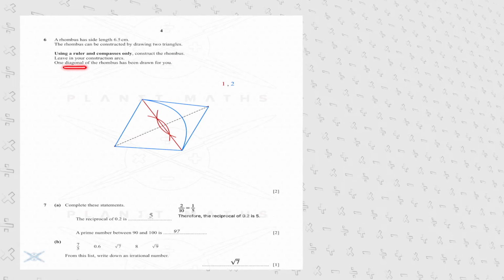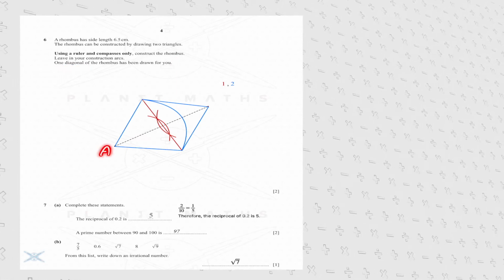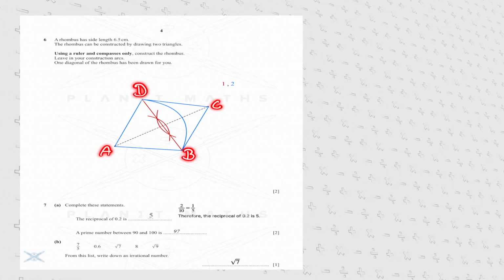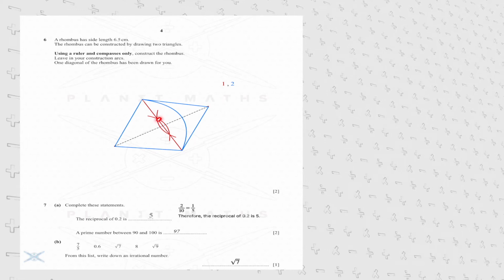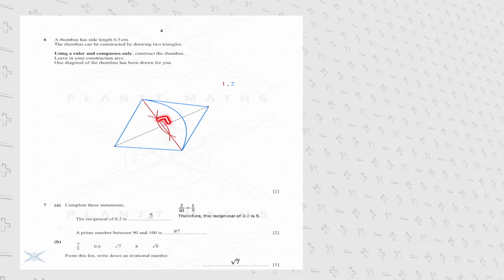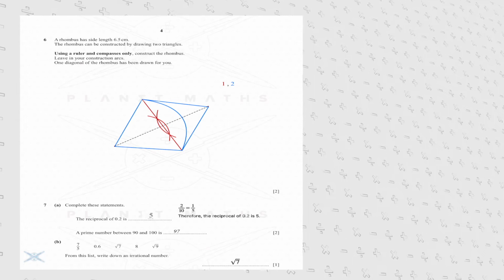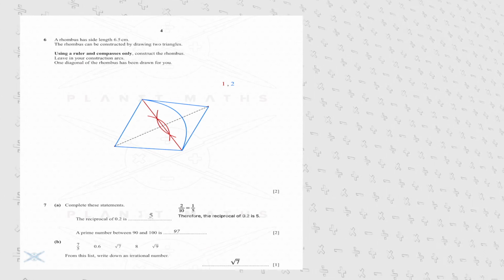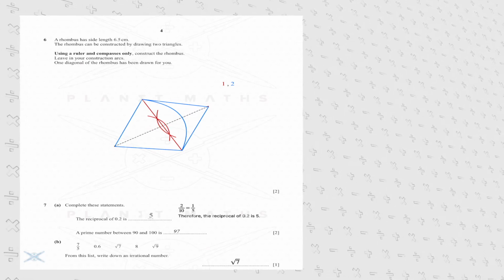Firstly, diagonal means that the points at the end are opposite of one another. And in order to determine the second diagonal of the rhombus, which is perpendicular to the other diagonal, we can simply construct the bisector of the first diagonal using our compass.